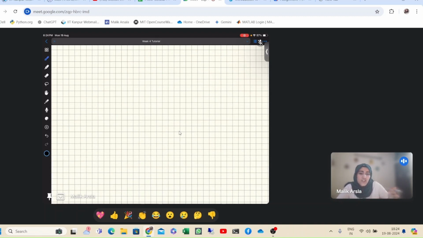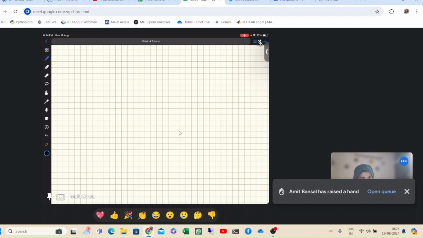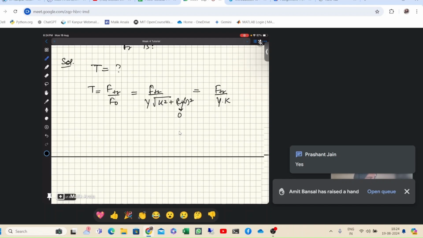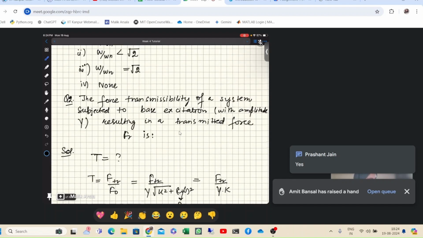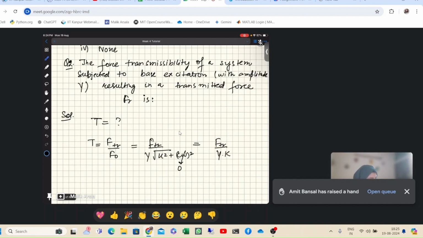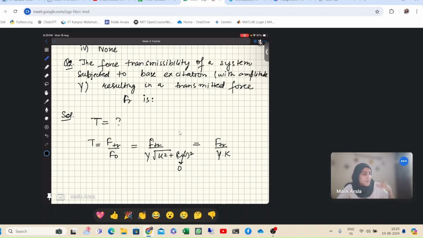You understood, Prashant? Yes. Ma'am, in this question which we have recently concluded, what will be the direction of transmitted force? It is from down to up, I think, from the base towards the mass. Yeah, the transmitted force will be from the base towards the system. Oh, okay, ma'am.